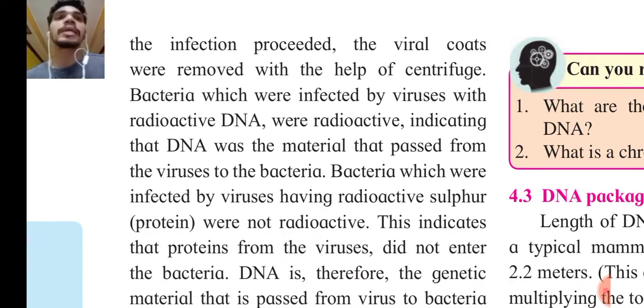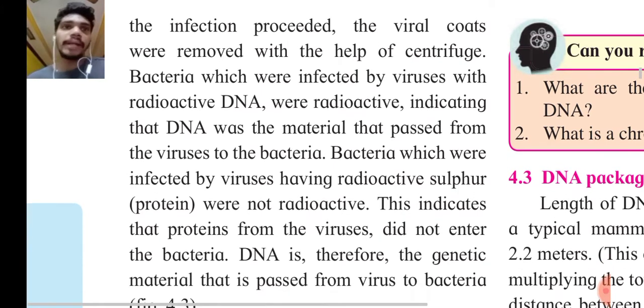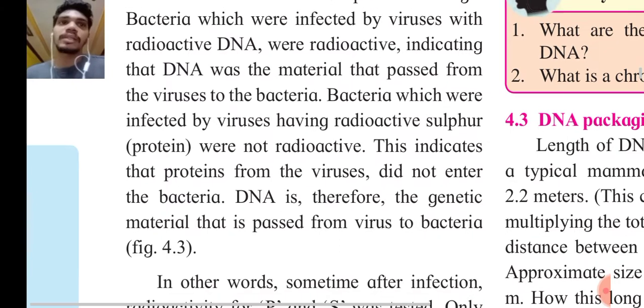So whatever the radioactive is there, sulfur or maybe phosphorus, passes from the viruses to bacteria. That means we have to conclude that viruses outside are dead, but whenever they get a host they transform into DNA material. So they don't have DNA, they have RNA. What happened if there was DNA as the material that passes from the viruses to bacteria? Bacteria which were infected by viruses having the radioactive sulfur. So what does that indicate?